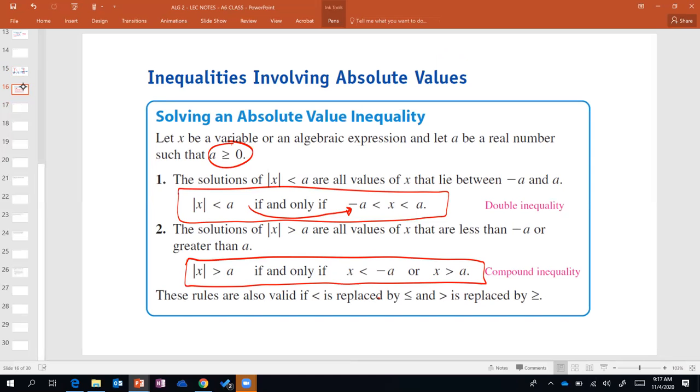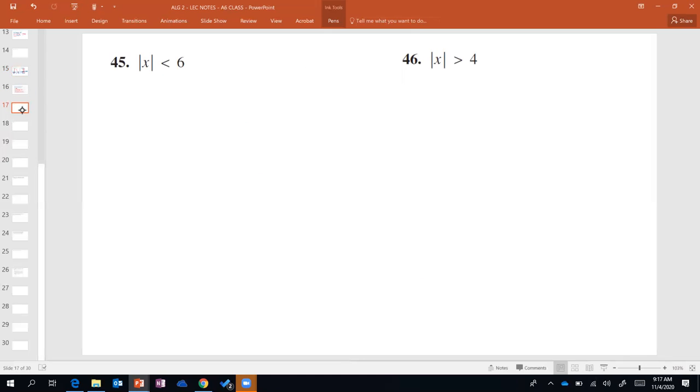We're going to solve absolute value problems. And after solving it, we're going to graph them. That's what we need to do. Solve and graph. Let's do some easy ones here before we have to get out of here. The absolute value of X is less than 6. Oh, these should be easy here.